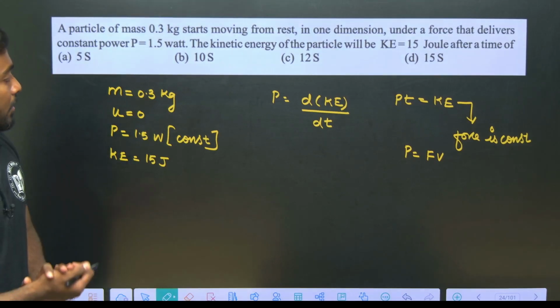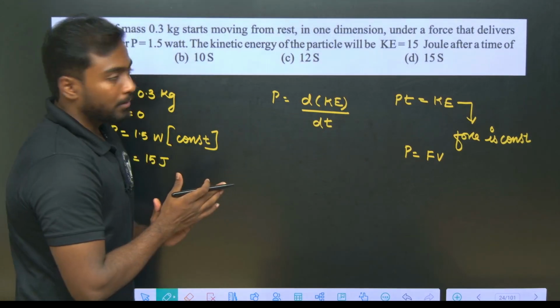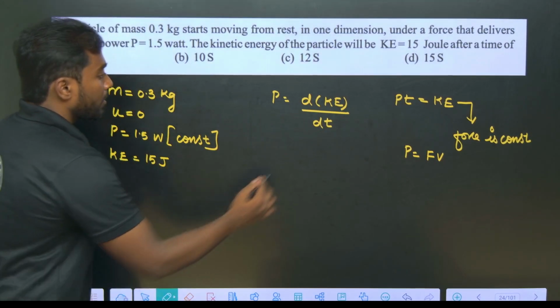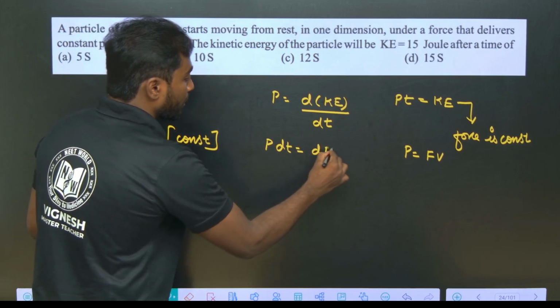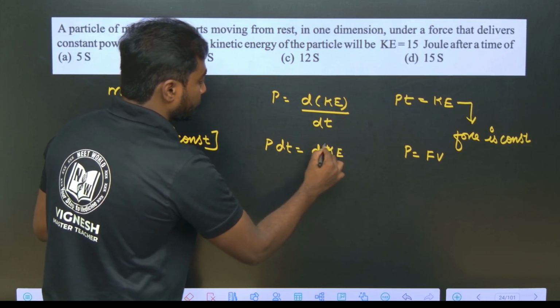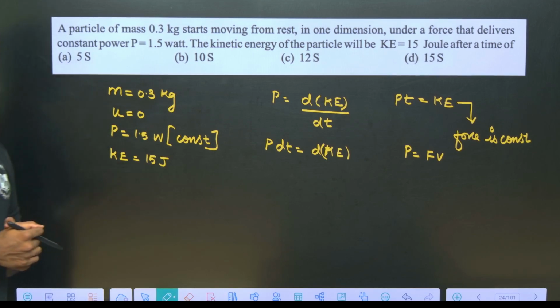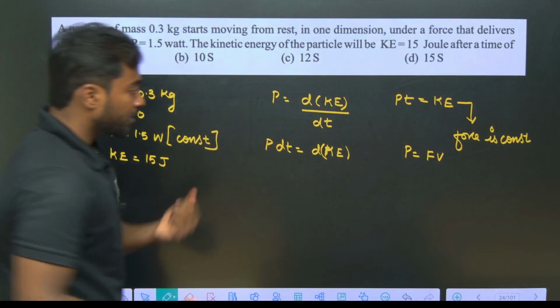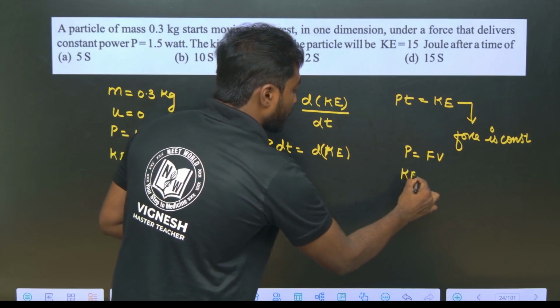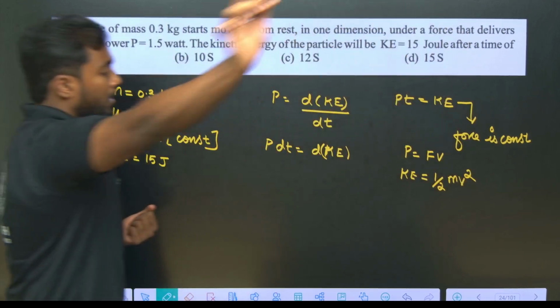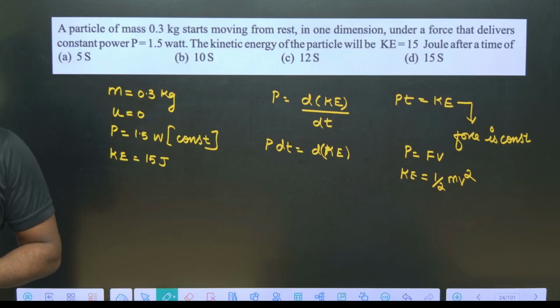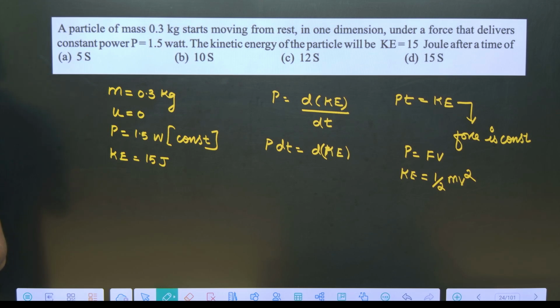So now take this equation, it's changing now. So P into dt is equals to d kinetic energy, right? So what is the kinetic energy formula? Kinetic energy is equals to half mv square, right? So from this I can do it easily, no?